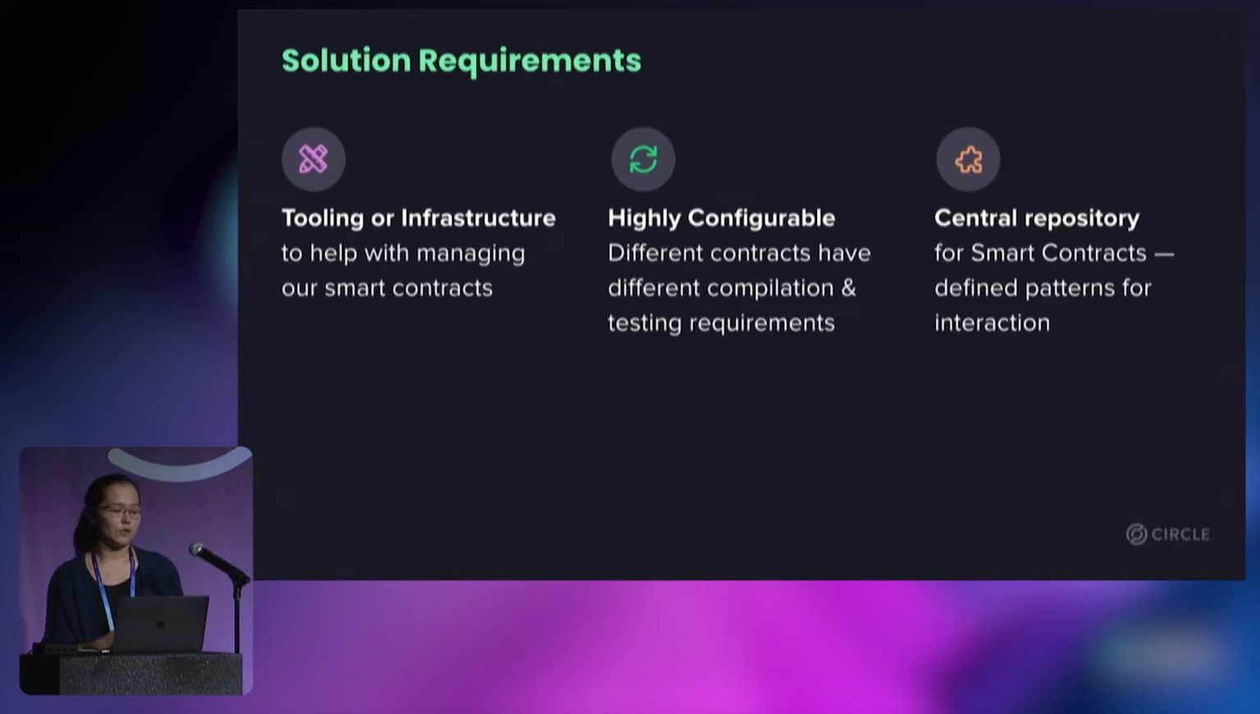In terms of solution requirements, we wanted to build a solution to help us scale. We needed some tooling or infrastructure to help with managing our smart contracts. But the tool needed to be highly configurable. We have several different smart contracts and different versions of these contracts, and each of these require specific compiler and library versions and have different testing requirements. The last thing we wanted was a centralized repository for our contracts.